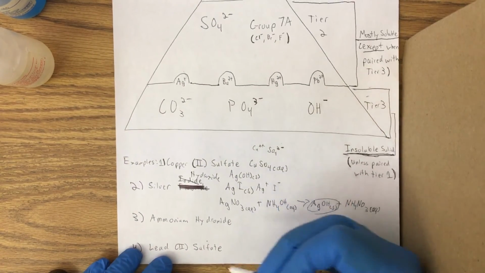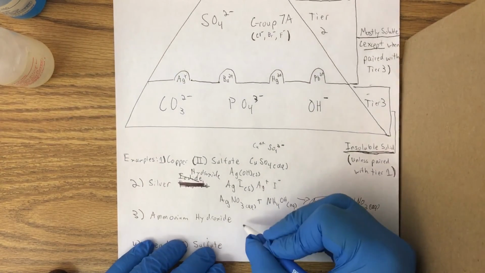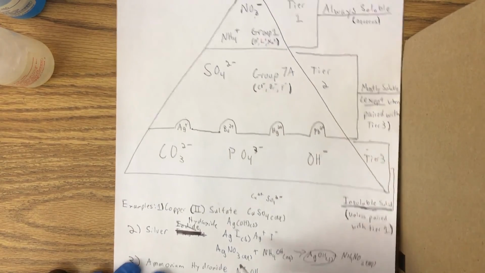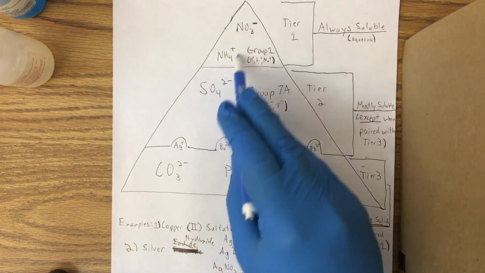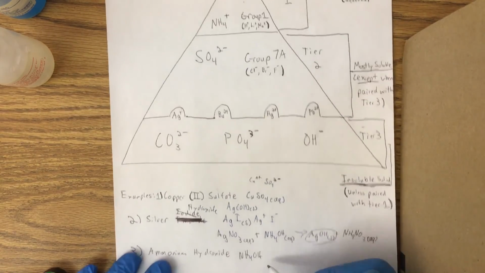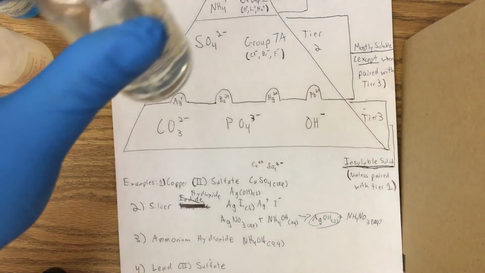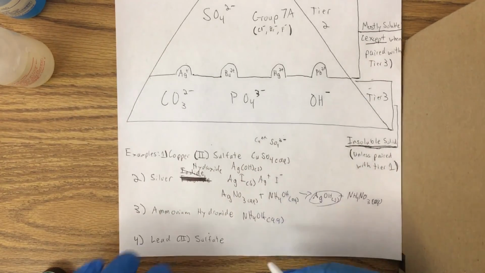Again, quickly, I wanted to do some more experimentation for you, but this is taking a little more time than I thought. Ammonium hydroxide, NH4OH. NH4 belongs in the top group, OH is in the bottom, NH4 overrides OH, and we would expect this solution to be aqueous, which indeed it is because it's in this bottle. Soluble.